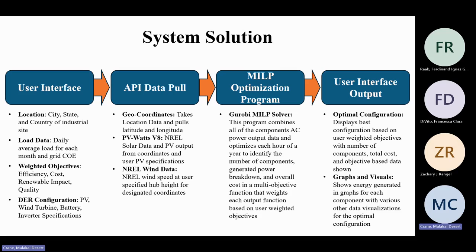Finally, we're going to visualize all of this in a user output that is similar to the user interface using a GUI with Tkinter. This is going to show you the number of components, the total cost, and the objective-based data, as shown in the previous optimization program. Finally, we're going to add some graphs and visuals to show you the breakdown: how many wind turbines, what the wind power output is, what the PV power output is, what the grid power output is for each different month. So now I'm going to show you our GUI that we have right now.